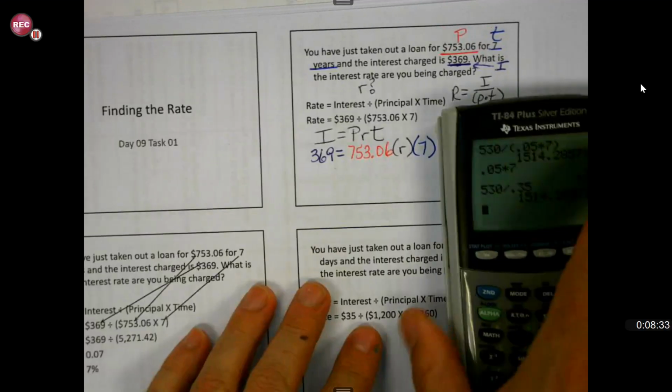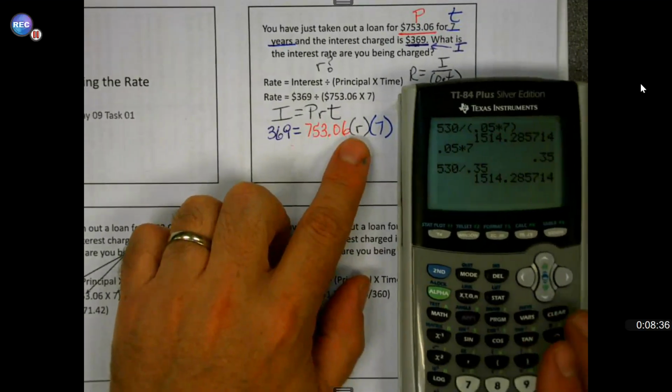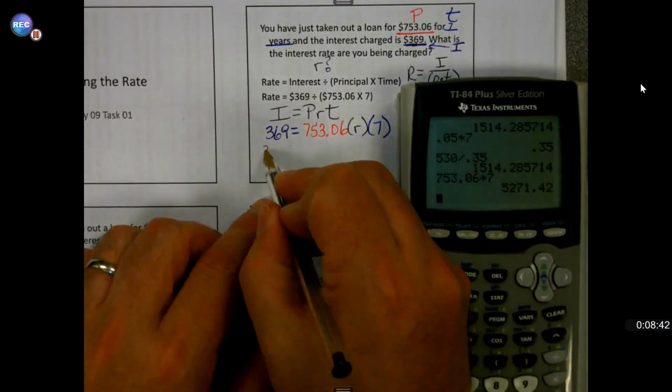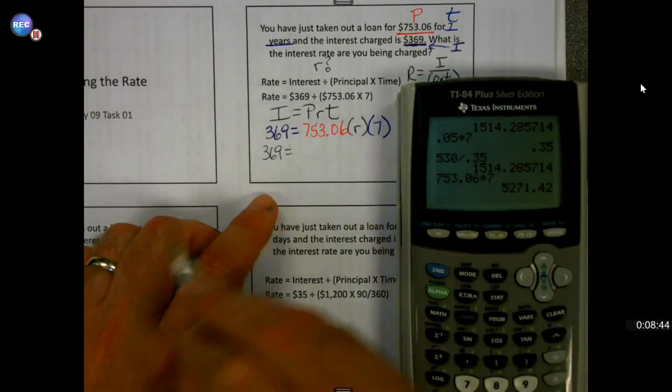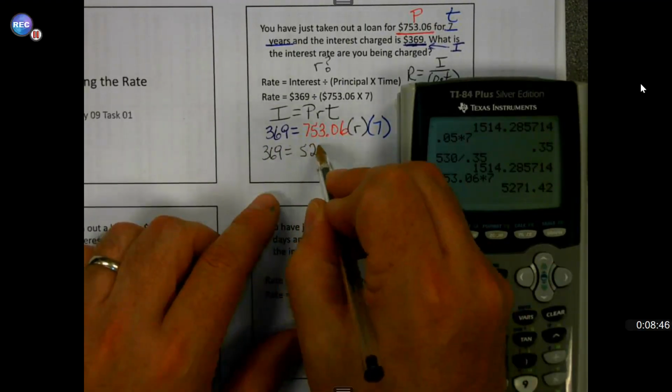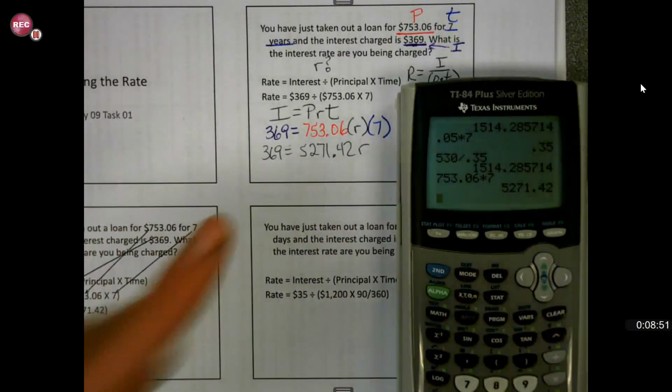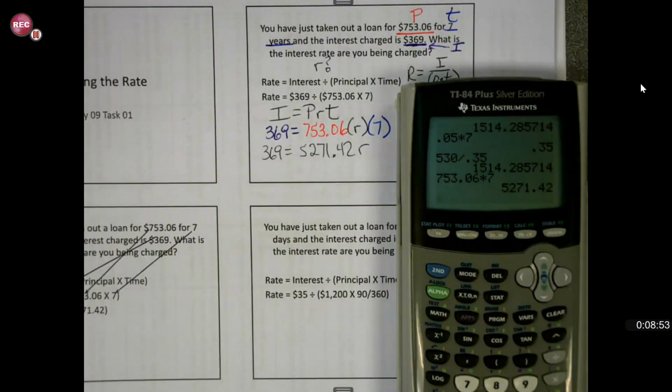So, again, the side that has the variable, we're going to have a little extra math we've got to do here. 753.06 times 7. So, 369 equals 5271.42R, because the R is still there.